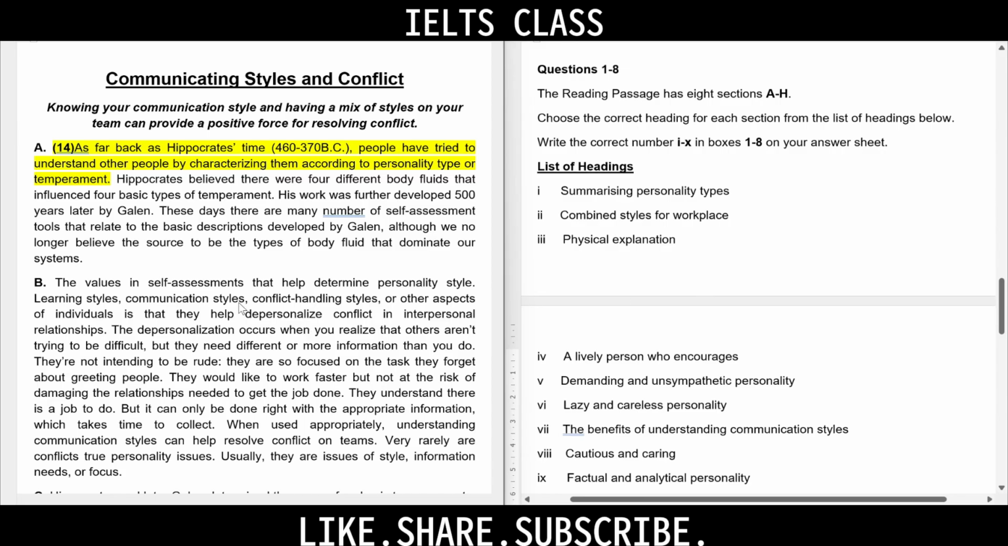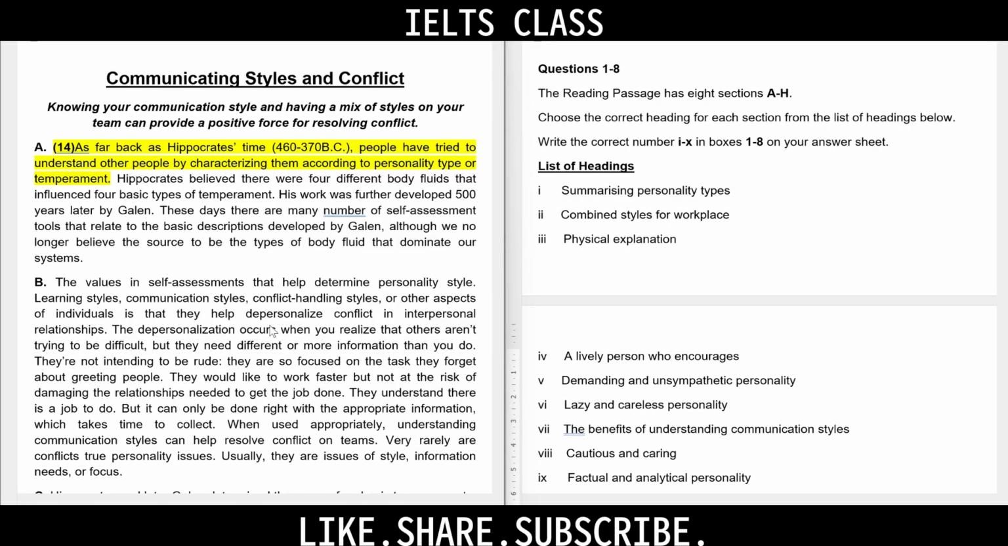Let's start reading the para A. As far back as Hippocrates' time, people have tried to understand other people by characterizing them according to personality type or temperament. Hippocrates believed there were four different body fluids that influenced four basic types of temperament. His work was further developed 500 years later by Galen. These days, there are many self-assessment tools that relate to the basic descriptions developed by Galen, although we no longer believe the source to be the types of body fluid that dominate our systems.